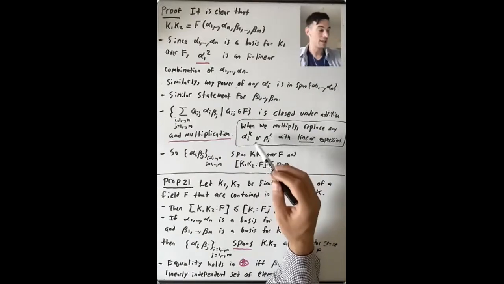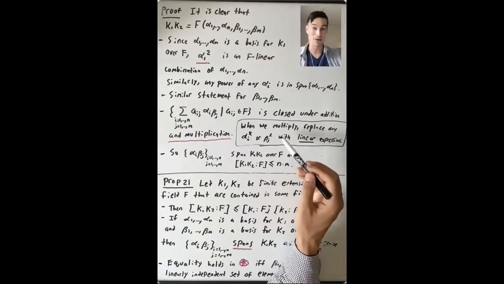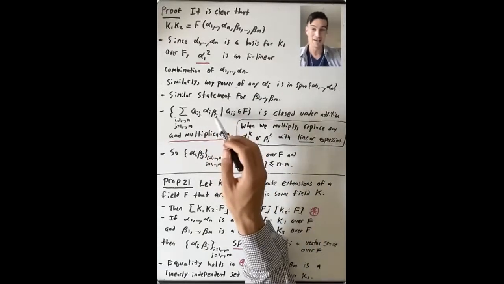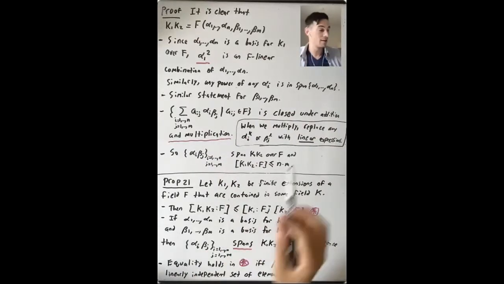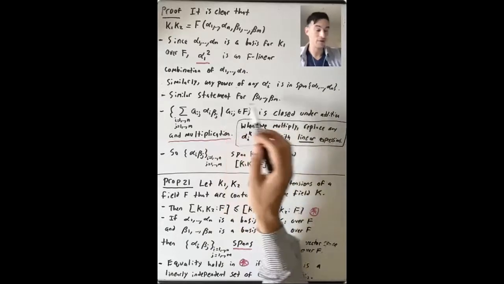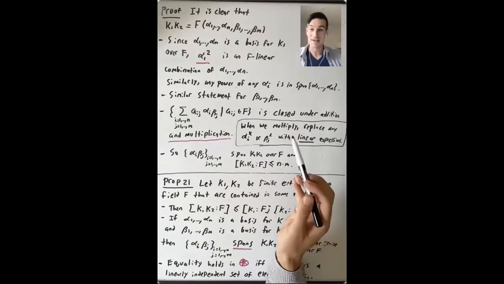And the key thing is that if you take a linear expression, like alpha 1 plus alpha 2 times beta 3 plus beta 4, you get something that is a linear combination of alpha i times beta j's. So this set is closed under addition and multiplication. Okay, so what do we know?